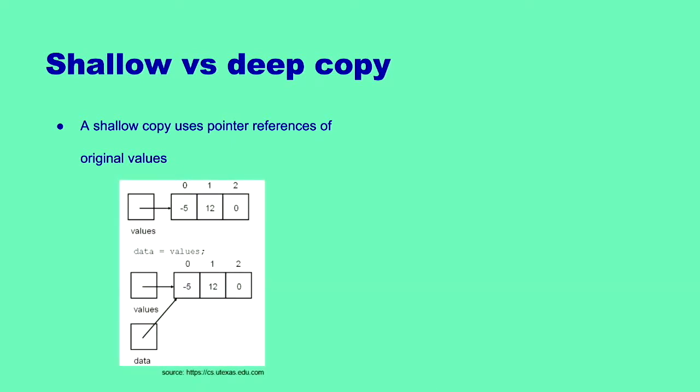Before we compare the three frameworks on how they handle immutability, let's briefly discuss the difference between a shallow copy and a deep copy. When creating copies of arrays or objects, one can create a shallow copy or a deep copy. A shallow copy uses pointer references of the original values. So let's look at an example. Let's assume that we have an array called values. Now, if we shallow copy this to an array called data, the values are only copied by reference. A deep copy, however, actually recursively copies the values of the original.